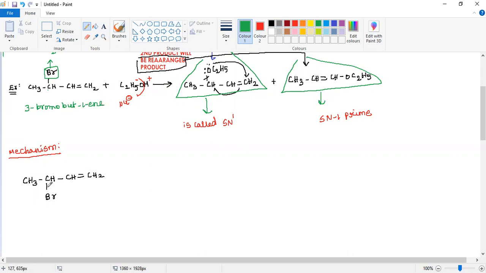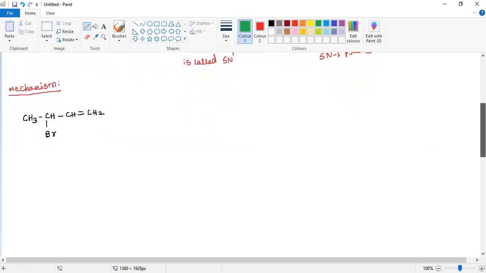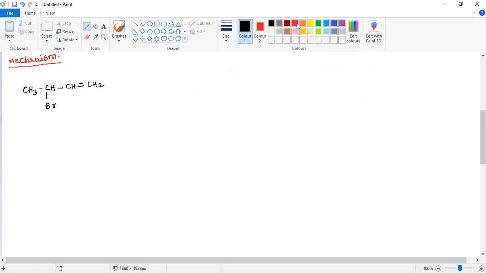So in the mechanism I have taken the same compound here. What happens first in the mechanism? First, this is the leaving group. Whenever it leaves, how can we write it? After the leaving of this compound, CH3 CH with a positive charge, CH double bond CH2. So the carbocation is here.